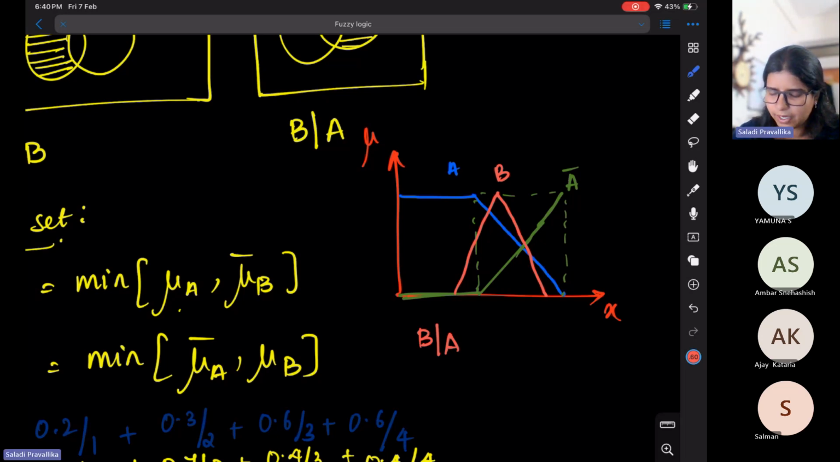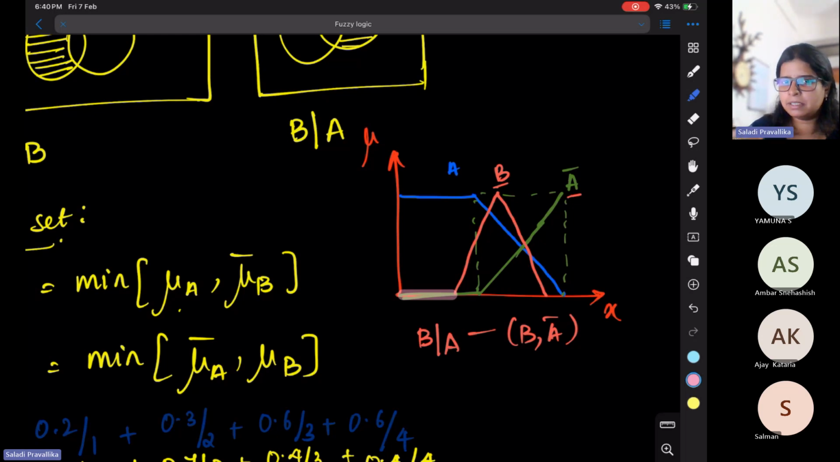So now you are going to find the minimum values between B and A bar. For this one, you take B and A bar. Okay, so let us see. At the starting X values, these are the minimum membership function values, right? And even when we go for B, these are the lowest. And then this. So this is the difference. I hope I have answered your question, Yamuna.